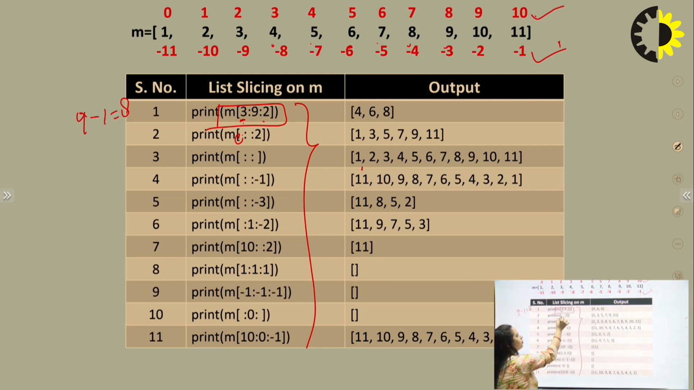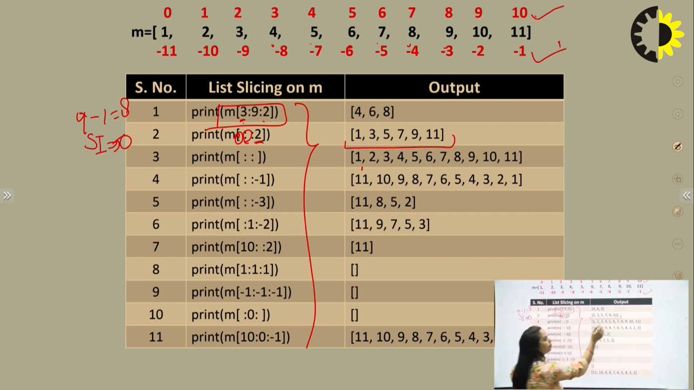Next, if we do not mention the initial index, we start from the starting index, that is 0. And if we do not mention the ending index, that means we go till the end, that means index 10. With a jump of 2, it will print from 0 to 10 at a jump of 2. Next, no starting, no ending, and no index jump. That means we start from 0, end at 10, and take a jump of 1.